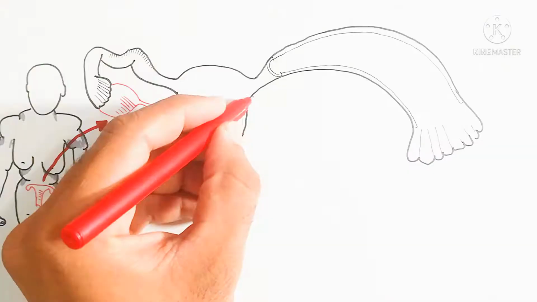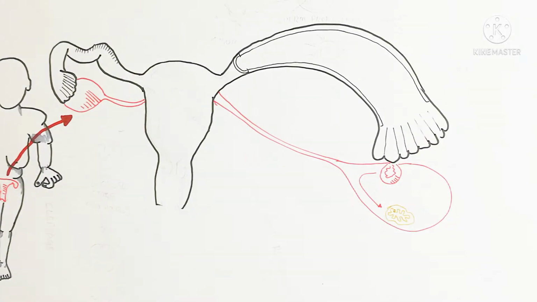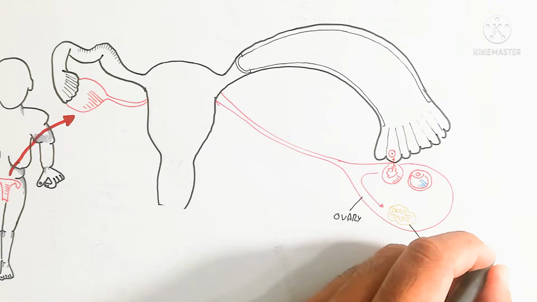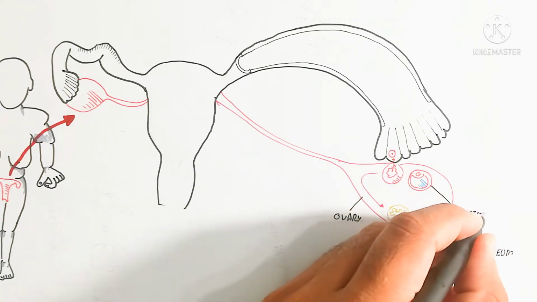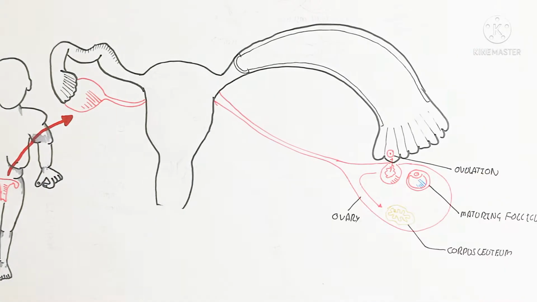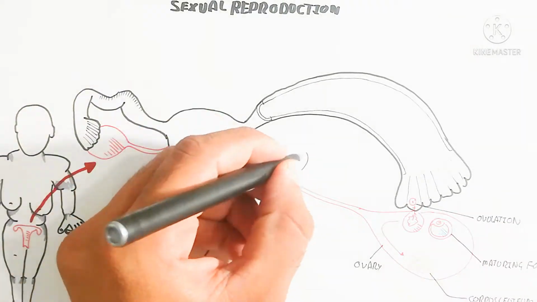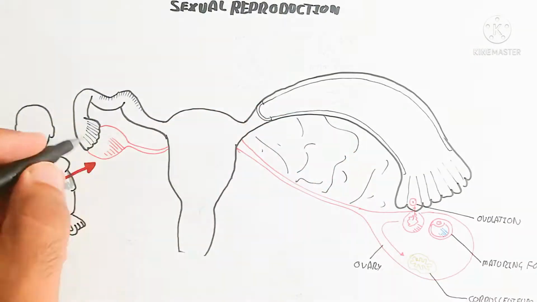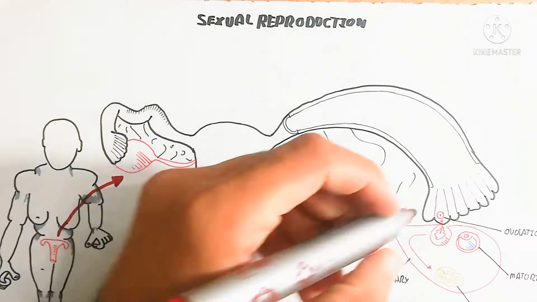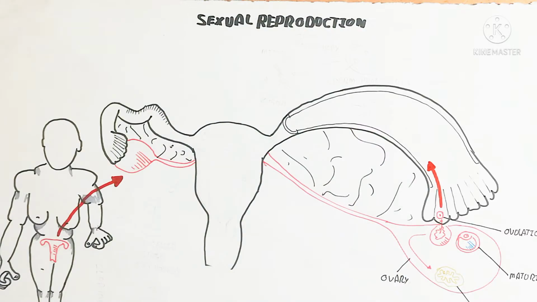Here is the female, which contains the reproductive organ known as the ovary, as well as the uterus, cervix and vagina, as shown in the figure. Here is the ovary, and here is the maturing follicle and corpus luteum, which produces the hormone for maintaining the pregnancy, and ovulation.